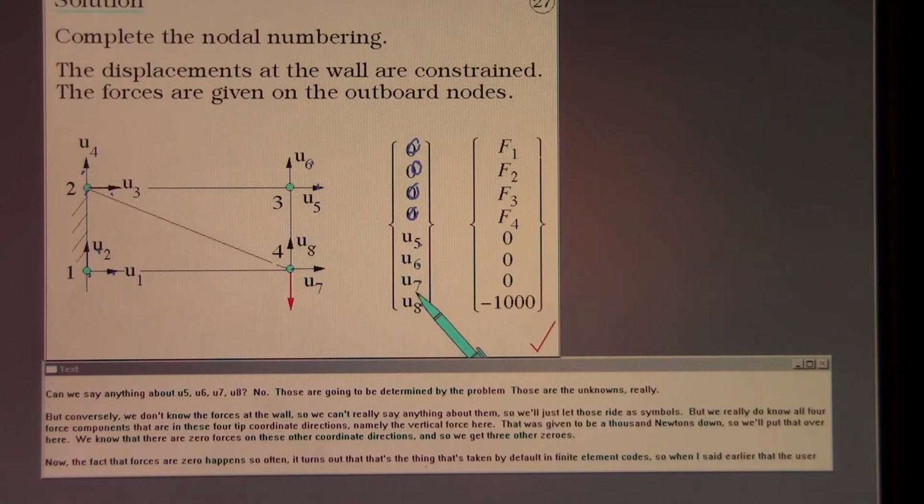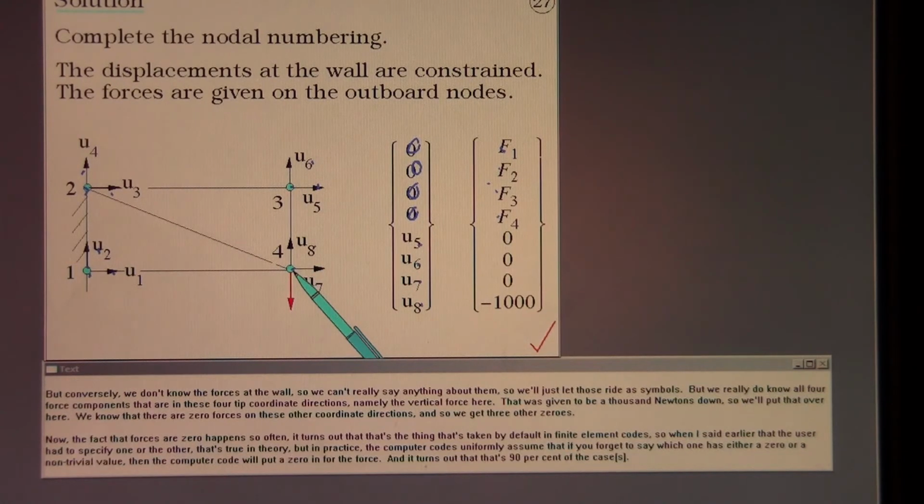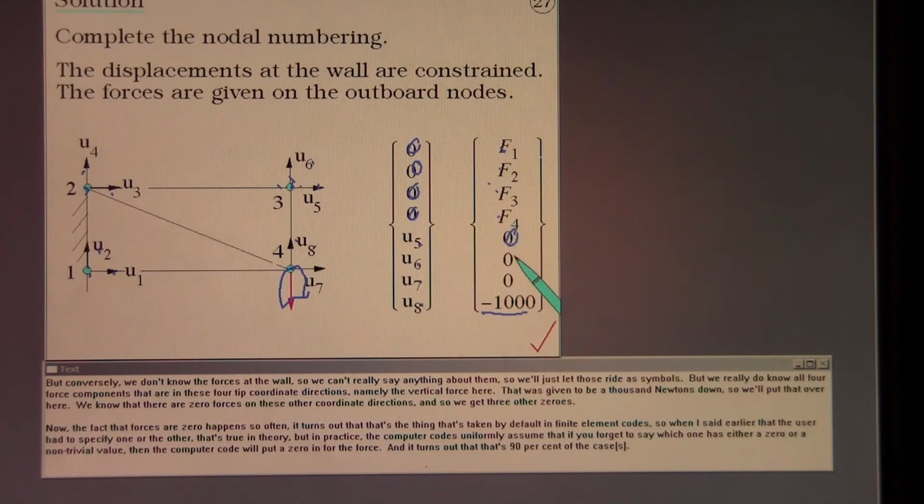But conversely, we don't know the forces at the wall, so we can't say anything about them. So we'll just let those write as symbols. But we really do know all 4 force components that are in these 4 tip coordinate directions. Namely, the vertical force here, that was given to be 1,000 newtons down, so we'll put that over here. We know that there are 0 forces on these other coordinate directions, and so we get 3 other zeros. Now, the fact that forces are so 0 happens so often, it turns out that that's the thing that's taken by default in finite element codes.